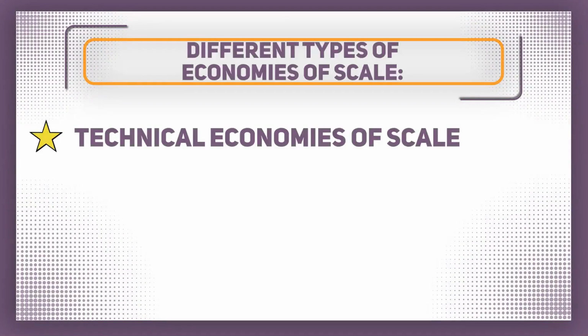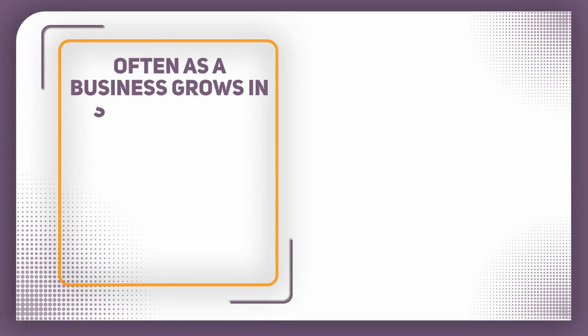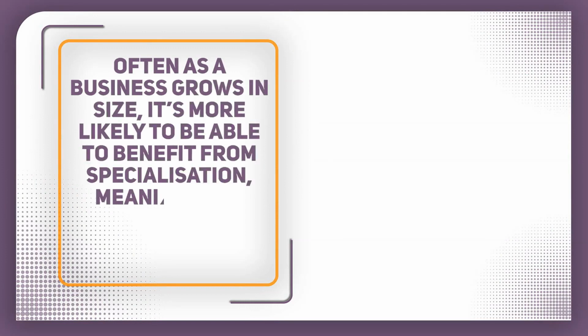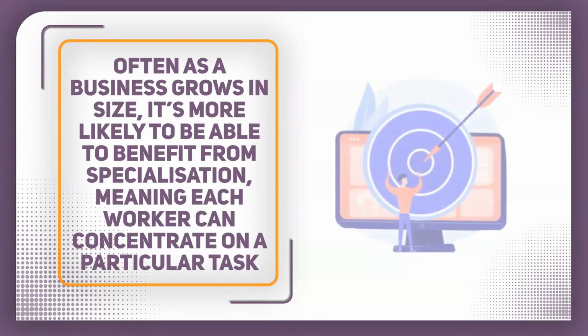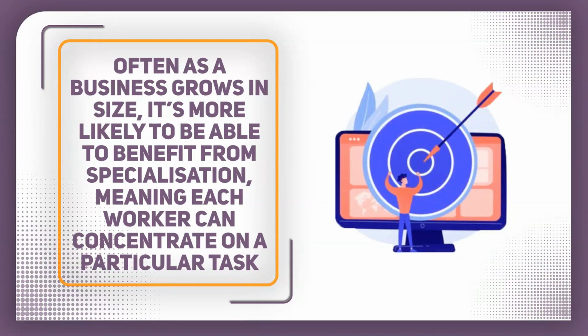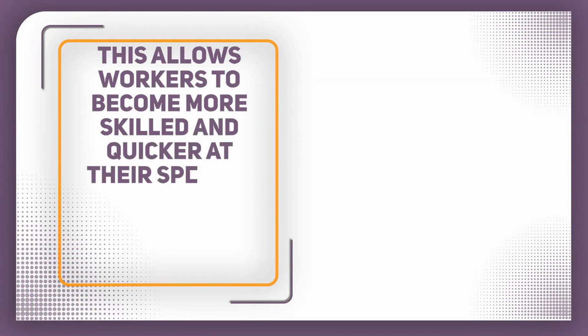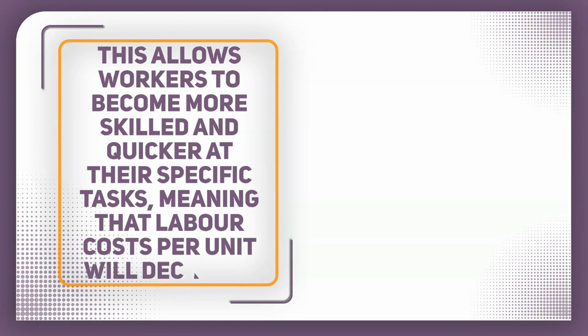So next up is the specialisation economies of scale. With this, often as a business grows in size, it's more likely to be able to benefit from specialisation, meaning each worker can concentrate on a particular task rather than trying to do a bit of everything. And this allows workers to become more skilled and quicker at that specific task. And this means that the labour cost per unit will decrease.